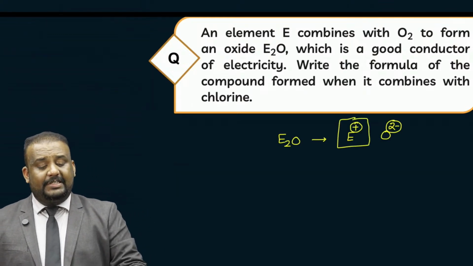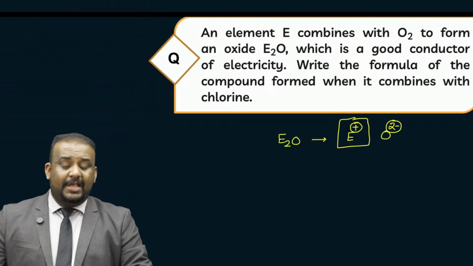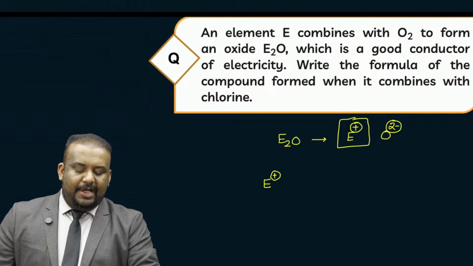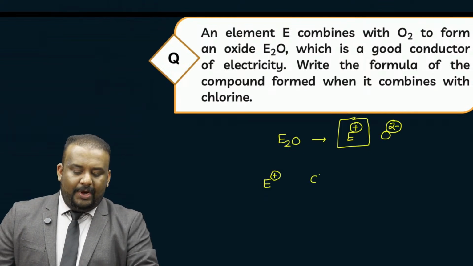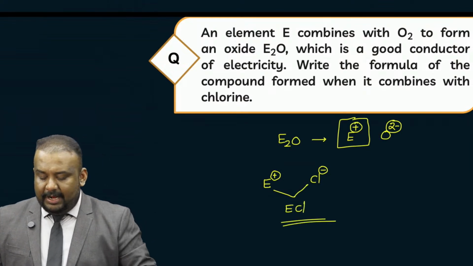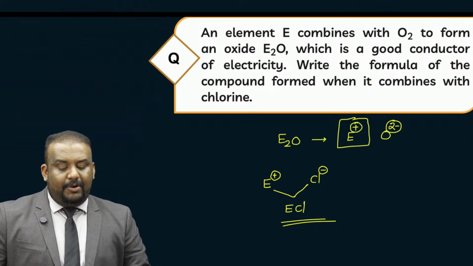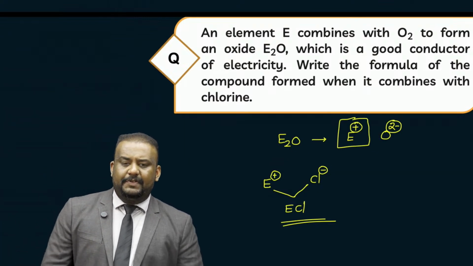And they are asking what is the formula of the compound when it combines with chlorine. That's very easy. E+ is the ion of the element. Chlorine will always be Cl-. So if they combine, what will be the formula? ECl.